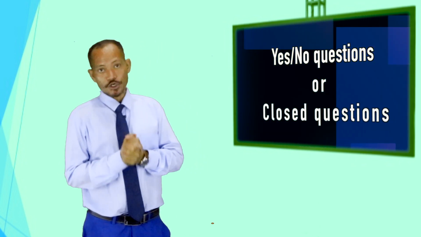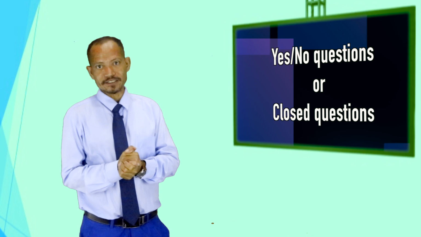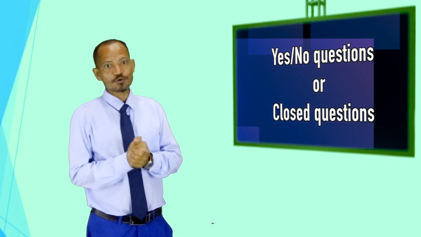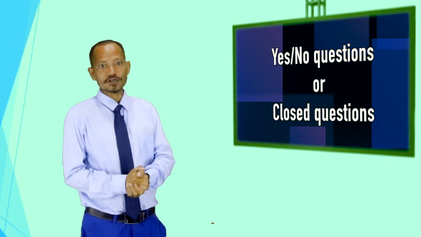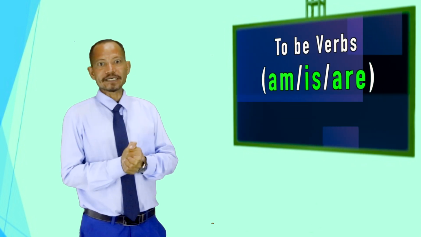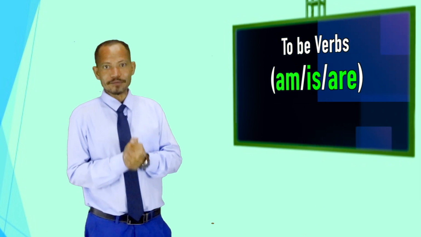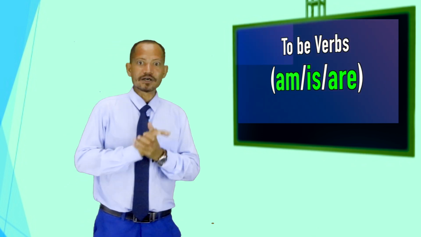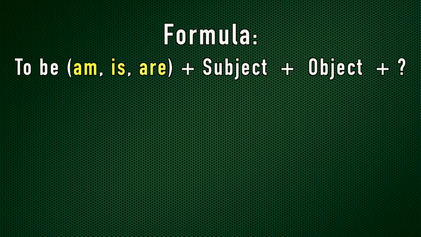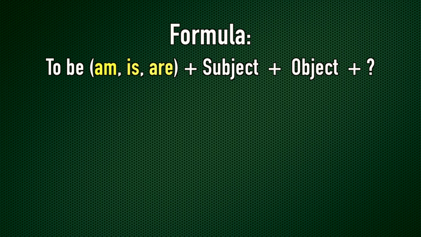Okay, now we come up to this part, which is about the yes/no questions, also known as the closed questions. This time we don't need question words in this particular question type, because they have been replaced by the to-be verbs am, is, are. So the to-be verbs are now placed at the beginning of the sentences. To make it clearer, please take a good look at the following grammar formula for forming the yes/no questions.